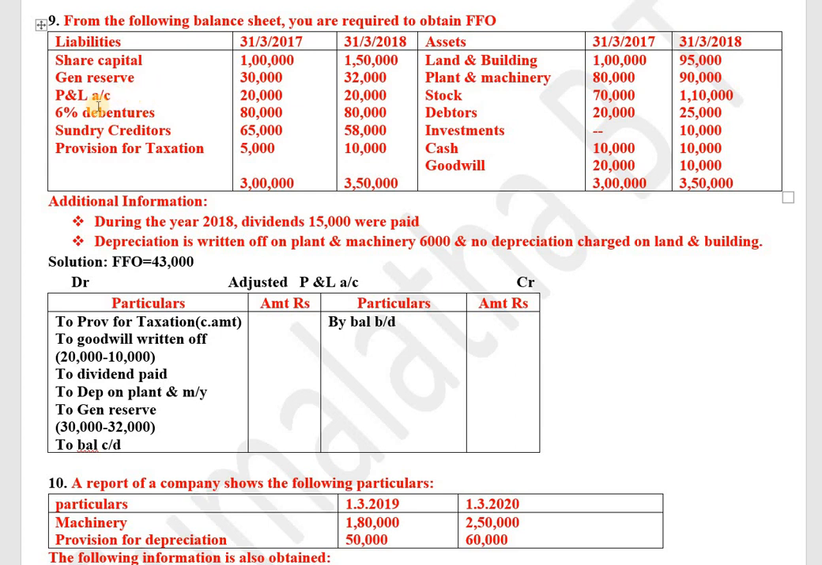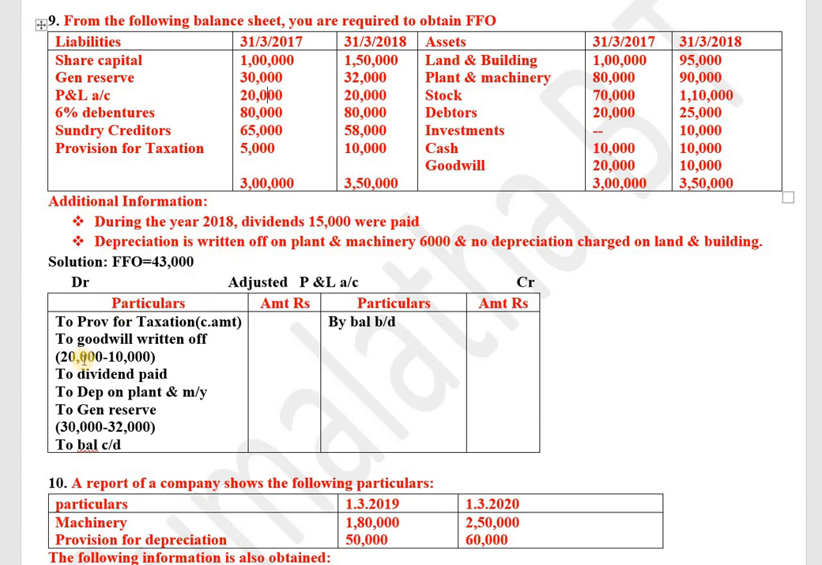So on the liabilities side, what all do we need to consider? General reserve. How much is the general reserve? Last time it was 30, now it is 32. So write transfer to general reserve 32,000, an increase has to be shown. Next, P&L account. Obviously P&L account we have to consider. Here we have the opening balance and the closing balance. So opening balance also we have 20,000, closing balance also we have 20,000. Okay, and debentures ignore, sundry creditors ignore, provision for taxation. Yes, provision for taxation on the debit side, only the closing amount has to be taken. And with this we have some other information. During the year 2018, dividends of 15,000 were paid.